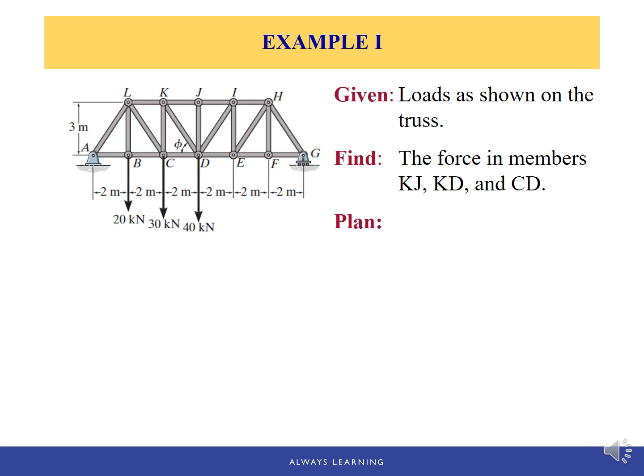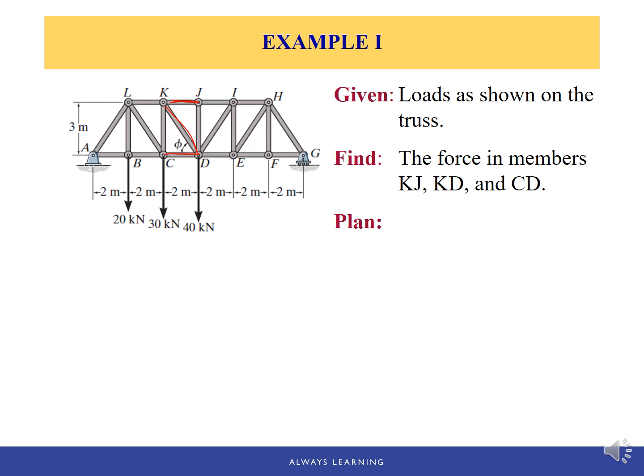Let's see one example. Loads as shown on the truss, and we're looking for the force in members KJ, KD, and CD. So only 3 members. That means we don't have to do the method of joints. We can use method of sections.